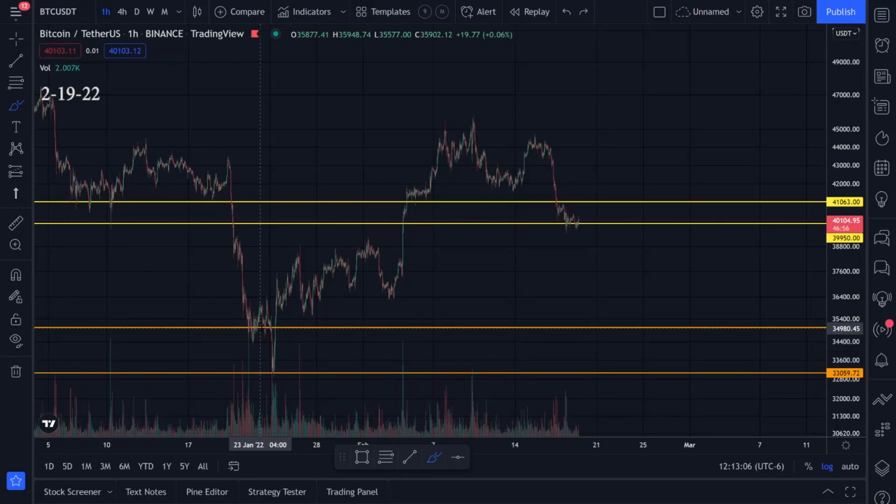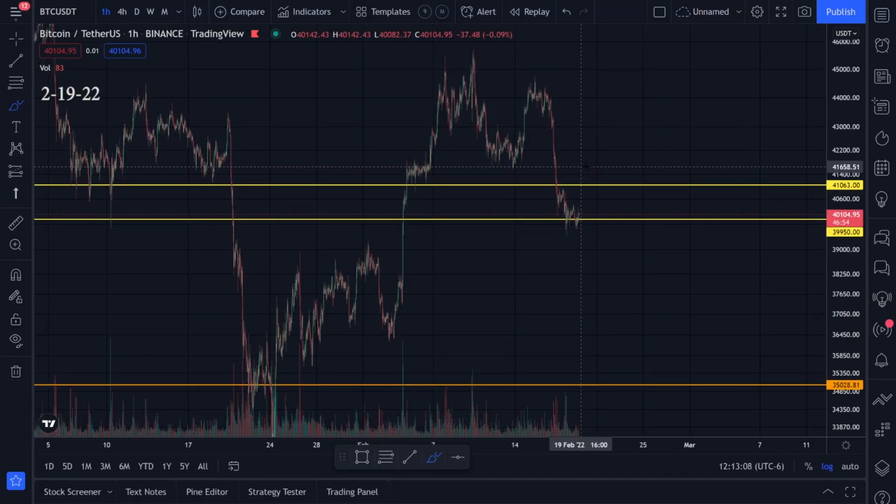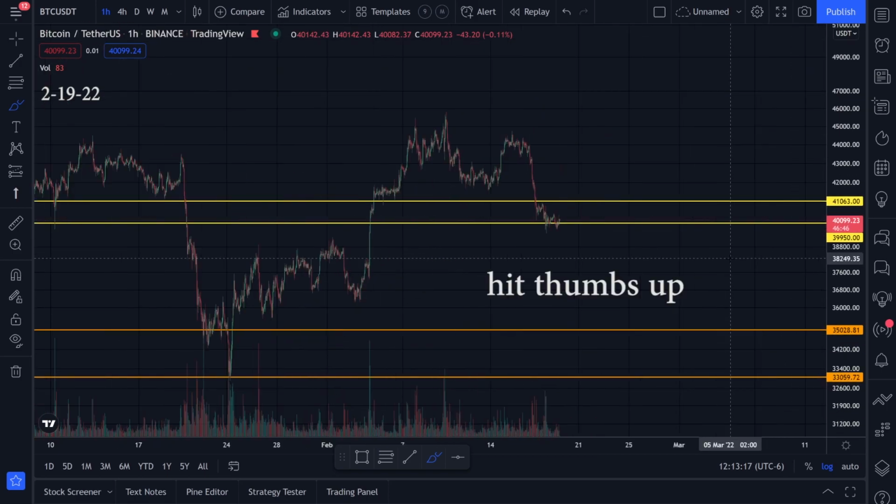Let's take a look at the chart action for Bitcoin. All right, so I just got some limit orders filled on Bitcoin at 41,063 and another one at 39,955. Let me show you why I put limit orders there in the first place.